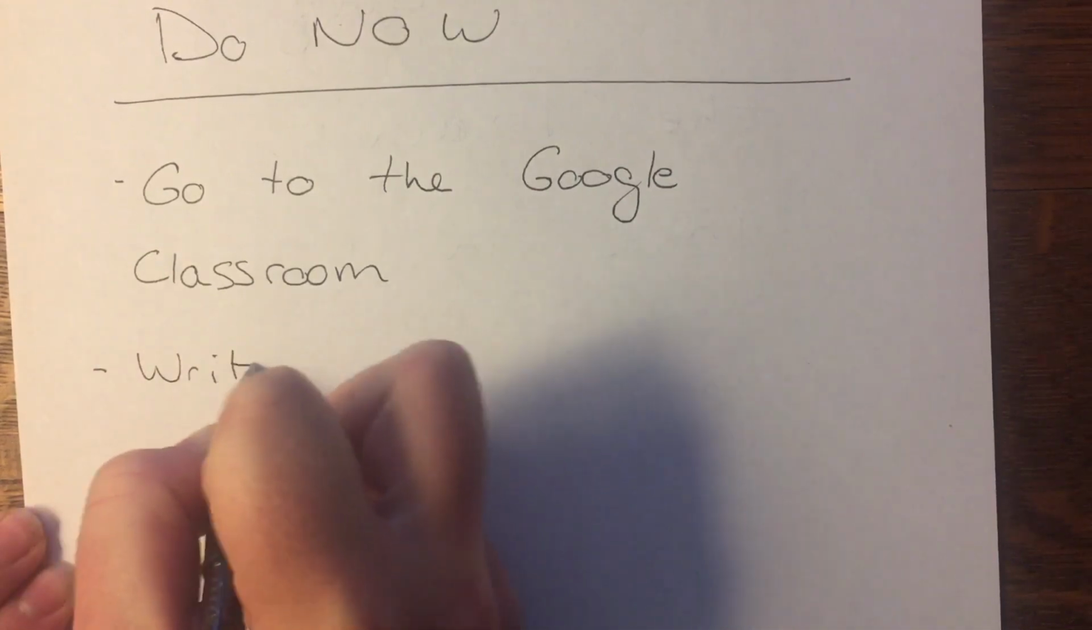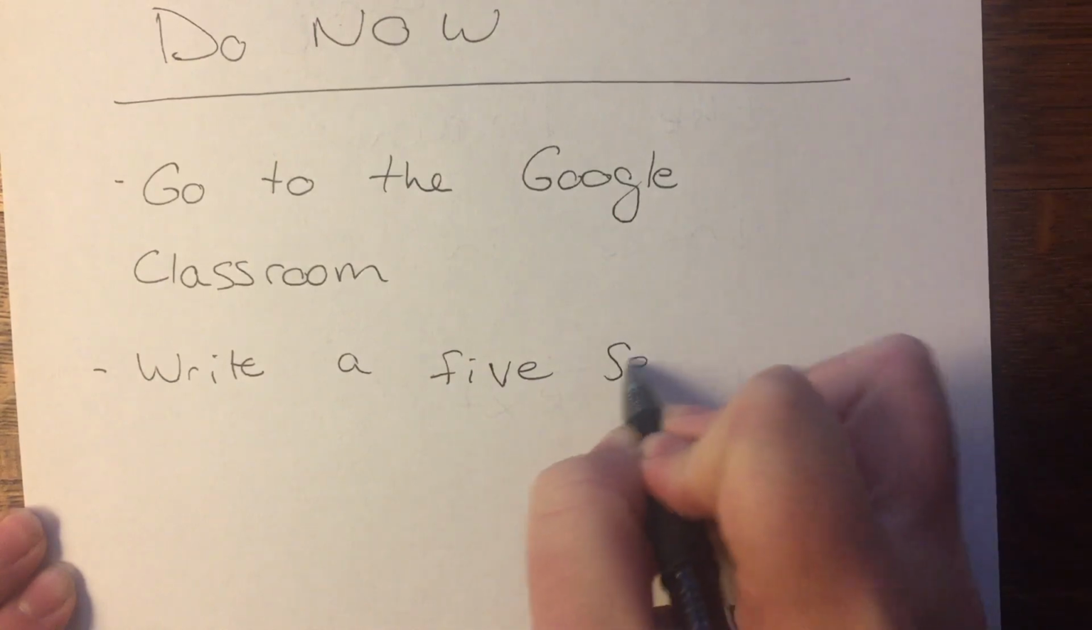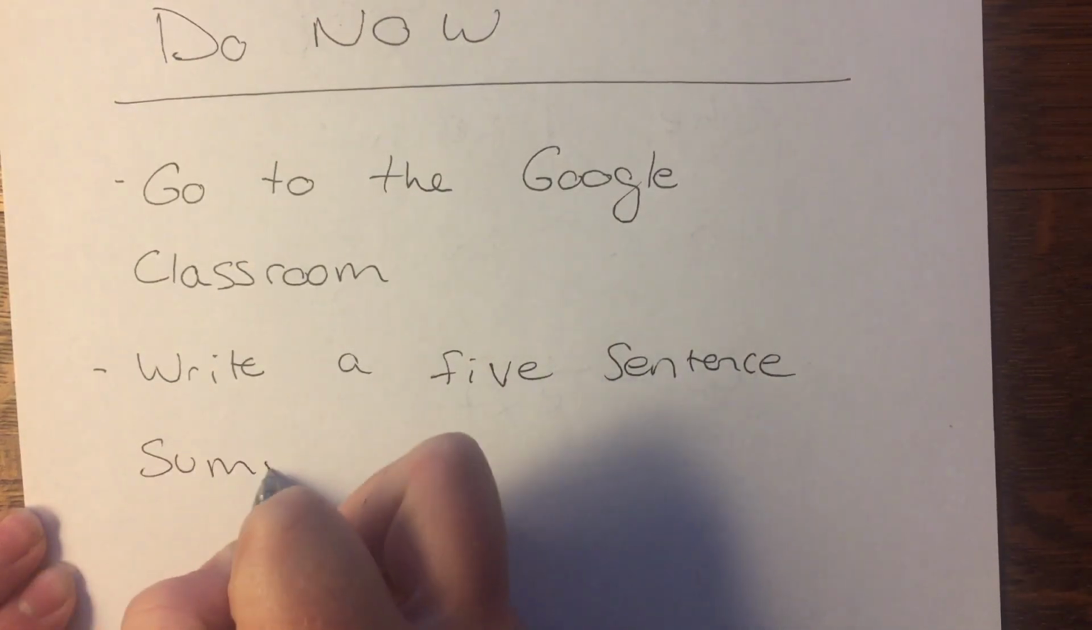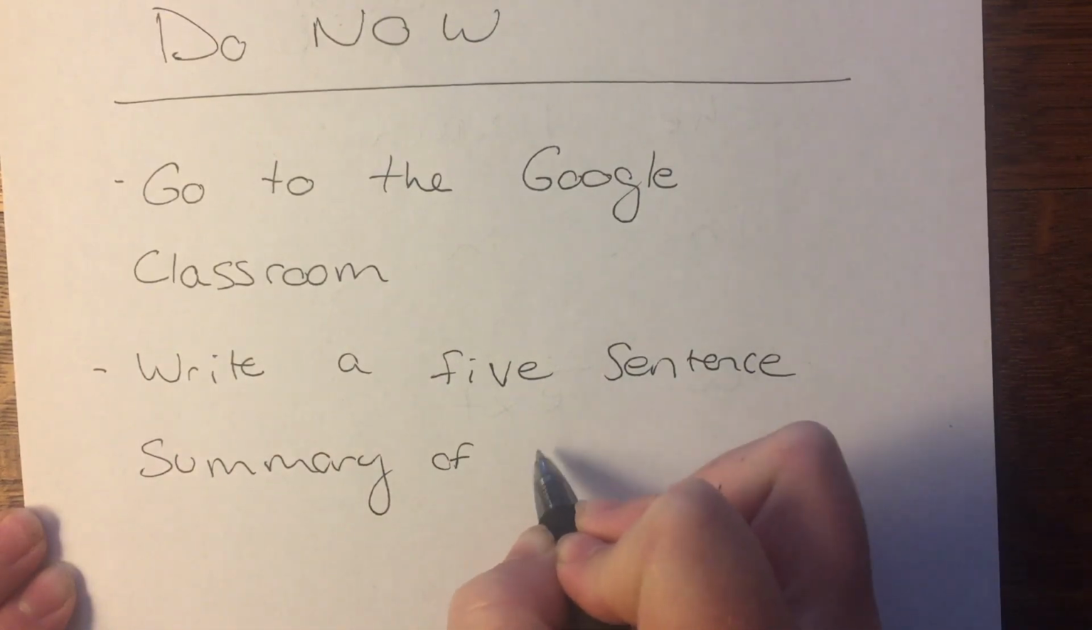Pause the video and go to the Google Classroom Classwork tab, where you will see a question posted under the Reading Comprehension section. Type in your summary there, and when you are done, restart the video.